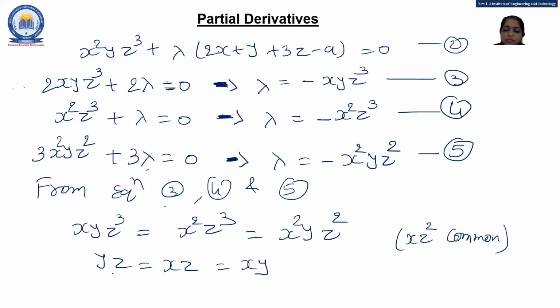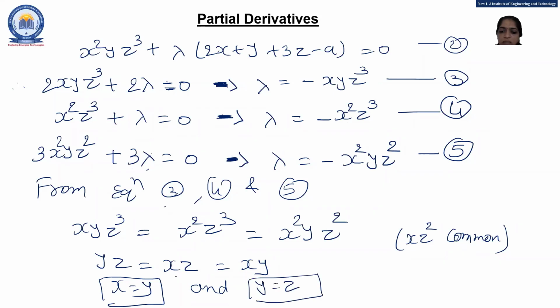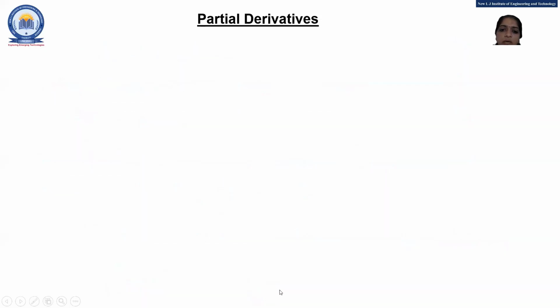So after equating first and second, what is our answer? After equating first and second, both z will be cancelled out, so we have x is equal to y, right? And after equating second and third, we have y equal to z. It means x equal to y and y equal to z. So x equal to y equal to z.